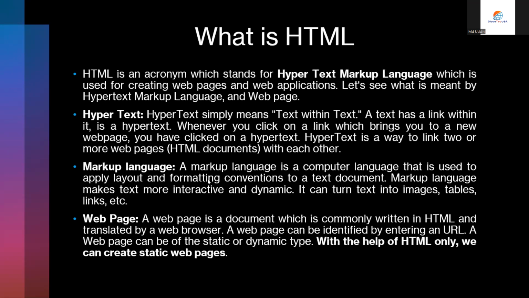And a web page is a document which is commonly written in HTML and translated by a web browser. So a web page can be identified by entering the URL, and a web page can be of static or dynamic type. With the help of HTML only, we can create a static web page. It's written in the HTML language, which is translated by a web browser. Web browsers can translate that HTML language and show you the contents. And the web page can be identified by entering the URL.